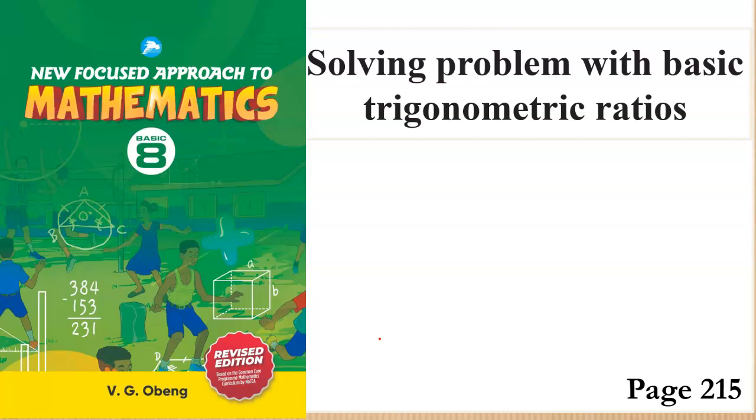And in this video, we want to solve problems with basic trigonometric ratios. This lesson can be found on page 215. In our previous lesson, we were looking at the relationship between trigonometric ratios, that is, having a right angle triangle. What happens with the size of the right angle triangle in relation to the interior angles of the right angle triangle? So this time I want to apply what we've learned in solving questions.